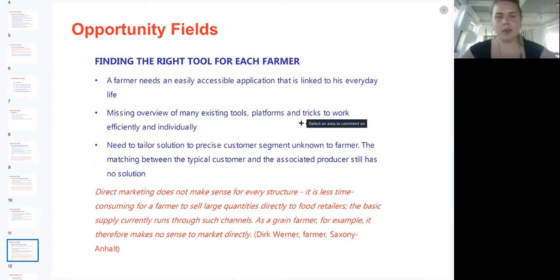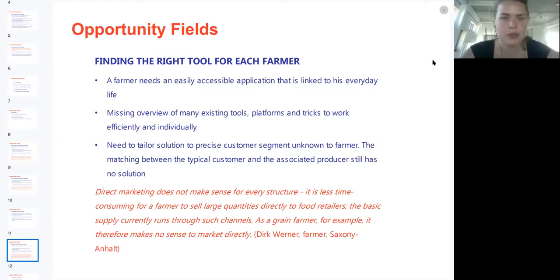And then a final opportunity field would be actually creating a tool that would coordinate the different tools that already exist. Because in many of the interviews, we were facing people that were saying, wow, but you want to create another solution. Actually, there's already so many solutions on the market, but we often don't even know what there is, and especially the farmer doesn't know what there is and what is best suited to his individual farm circumstances.